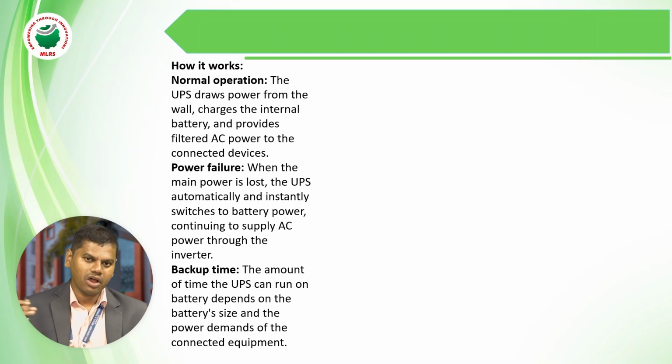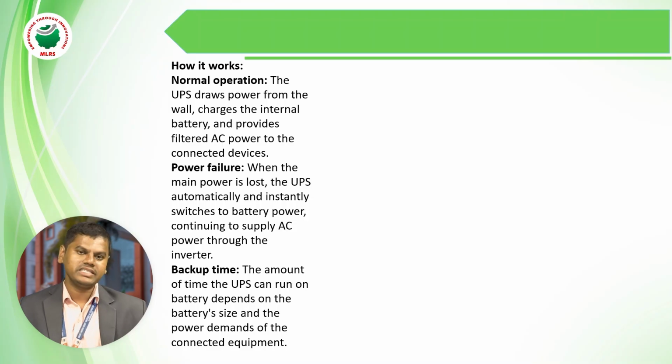So how does a battery UPS work? In normal operation, the UPS draws power from the wall, charges the internal battery, and provides filtered AC power to the connected devices. Suppose there is a power failure, like at our homes, when the main power is lost. Then the UPS automatically and instantly switches to the battery power, continuing to supply AC power through the inverter.